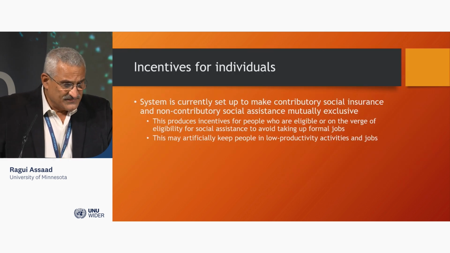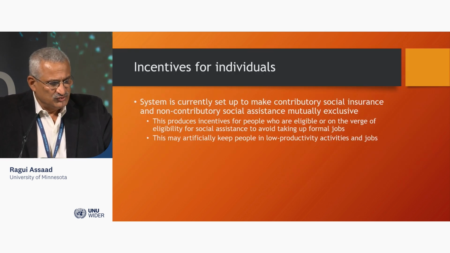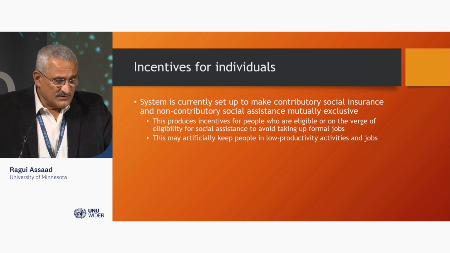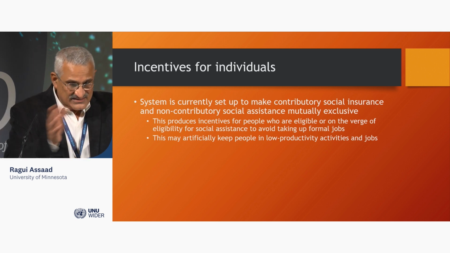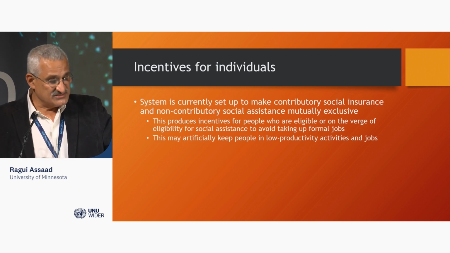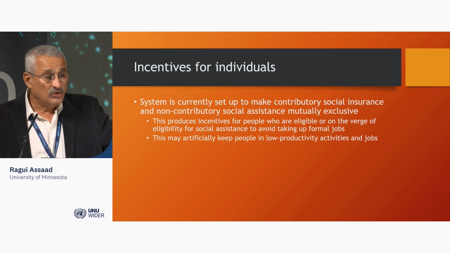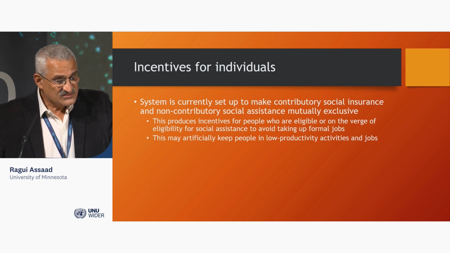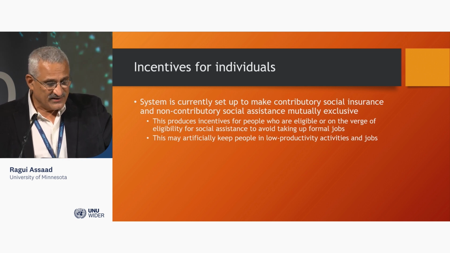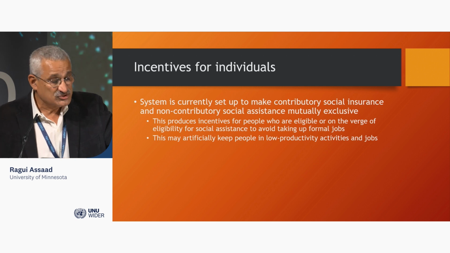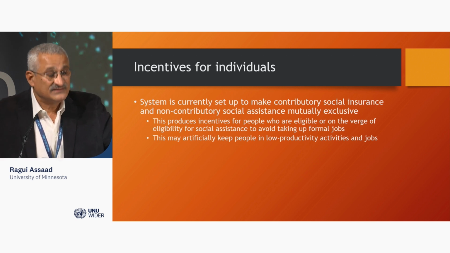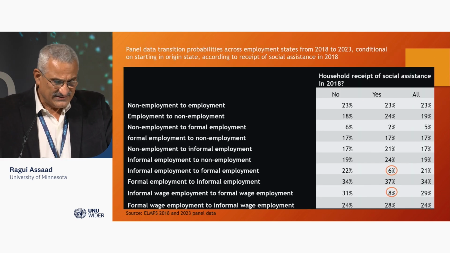What about individuals? And this is where I alluded to earlier on. The system currently makes the contributory social insurance and non-contributory social assistance almost mutually exclusive. So it produces incentive for people who are eligible or on the verge of eligibility for social assistance to avoid taking up formal jobs. So what data do we have on that?